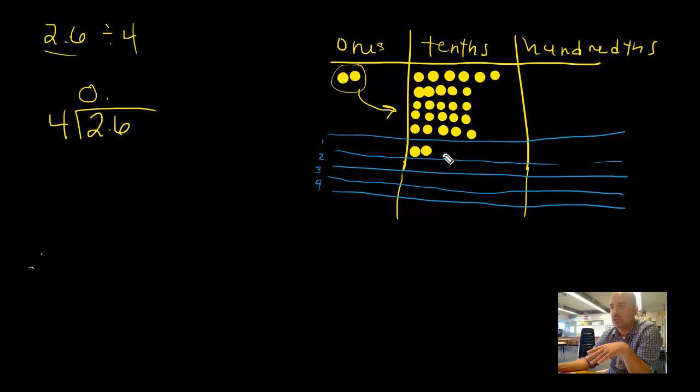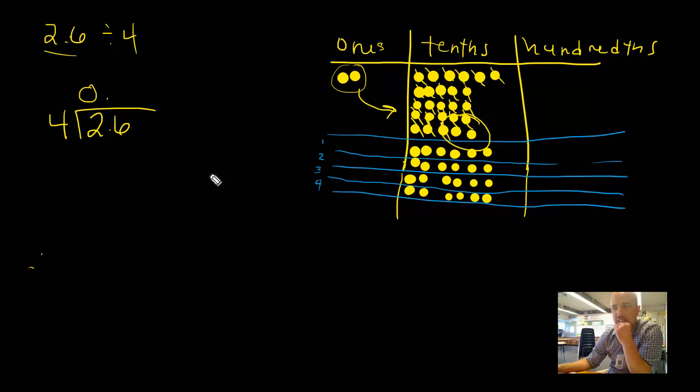So let's do that. 1, 2, 3, 4, 5, 6. In total, I've just used a 24, right? So 24, let's count. Let's cross those off. 1, 2, 3, up to 24. I used 24, and I'm left with 2.